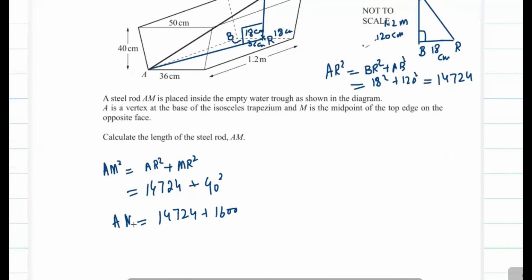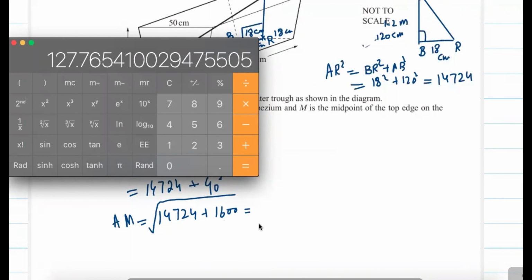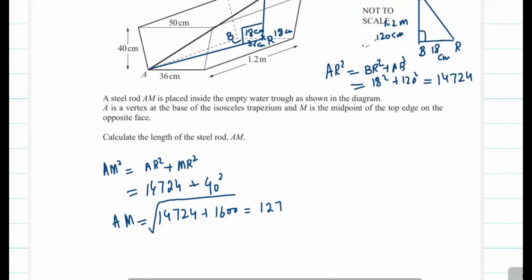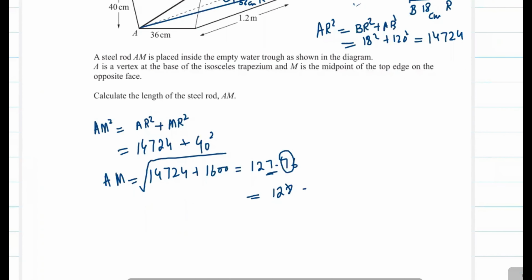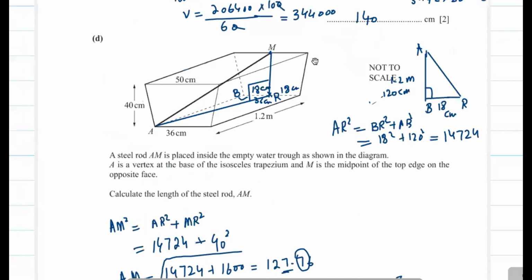We take the square root of this value. Now the answer will be equal to 127.76. The 3 significant figure value becomes 128. This is the 3SF value, and 128 centimeters is the length of the rod. You can write it as 1.28 meters also. Now move to the next question.